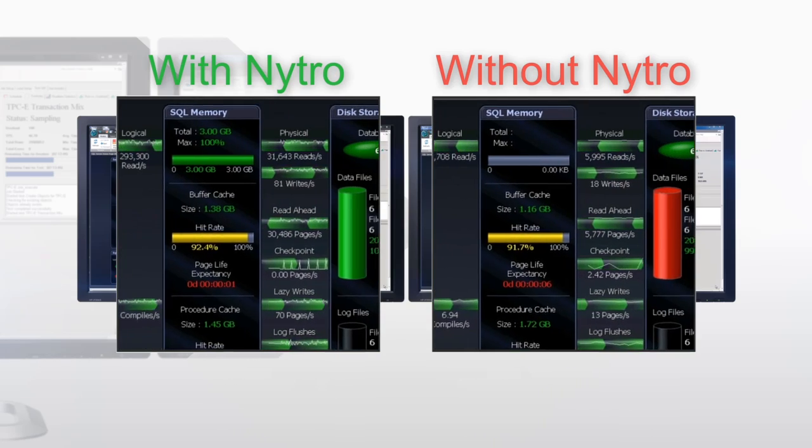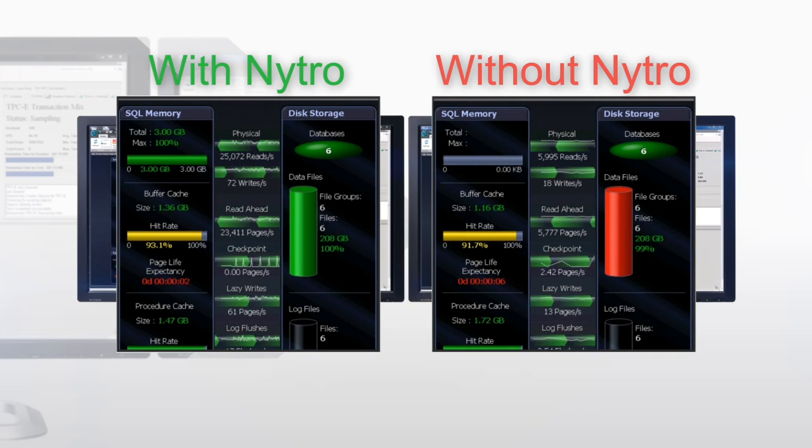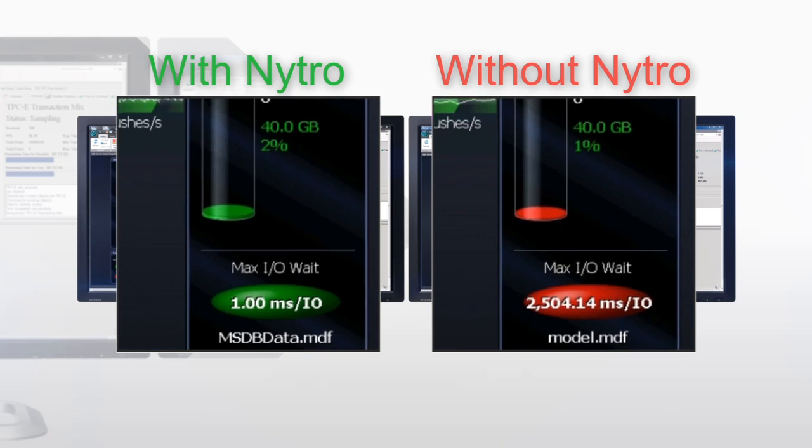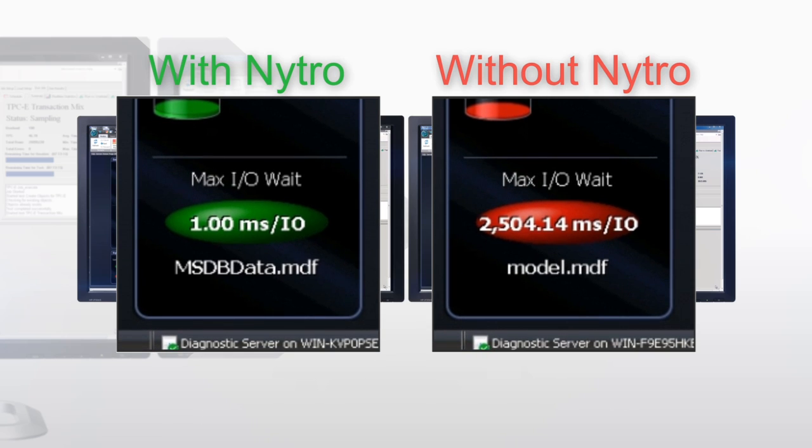Now, looking at how SQL memory and disk storage interact, we can really see the impact of the Nytro MegaRAID controller. By reading hotspot data from flash, the controller is able to free up the I/O bus to the spinning disk so that even the reads and writes that do take place to disk are seen to be accelerated. This is why the system is able to provide roughly a 5 times increase in physical reads and a 7 times increase in physical writes. All of this combines to provide a reduction in I/O wait times from 2,000 milliseconds to only 2 milliseconds. That's a 1,000 times reduction in the time that users have to wait for their read-write requests to complete.